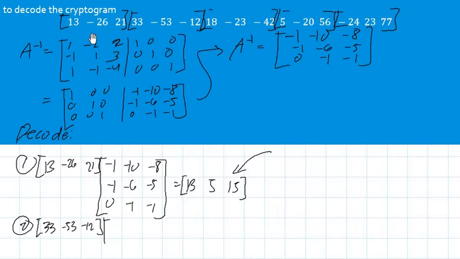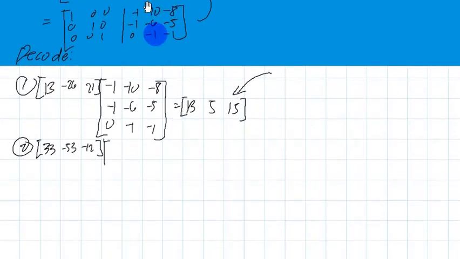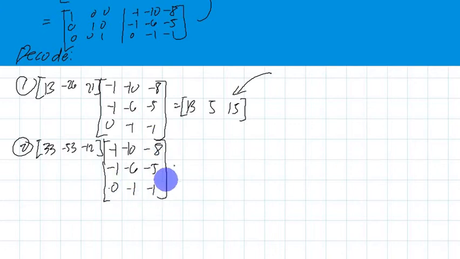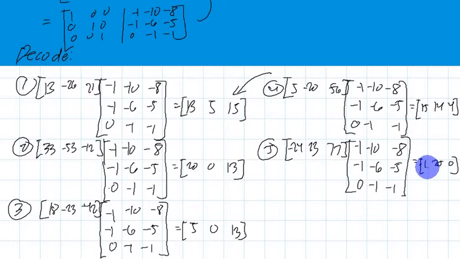Let's just bring that down again. There you go. Because we need the space, then we'll have -1, -10, -8, -1, -6, -5, 0, -1, -1. Performing this multiplication will give us 20, 0, 13. Let's continue this for all our 1 by 3 row matrices. Alright, we now have all our uncoded 1 by 3 matrices.